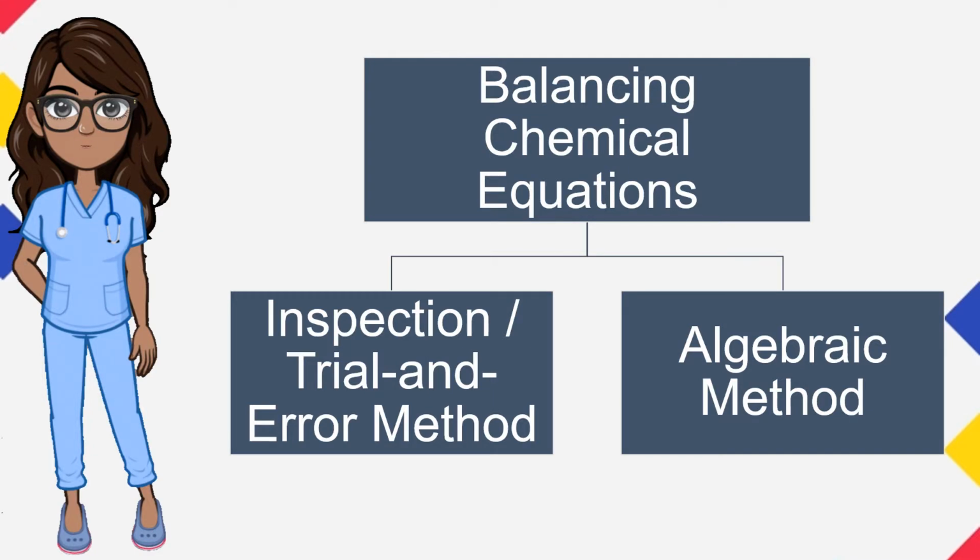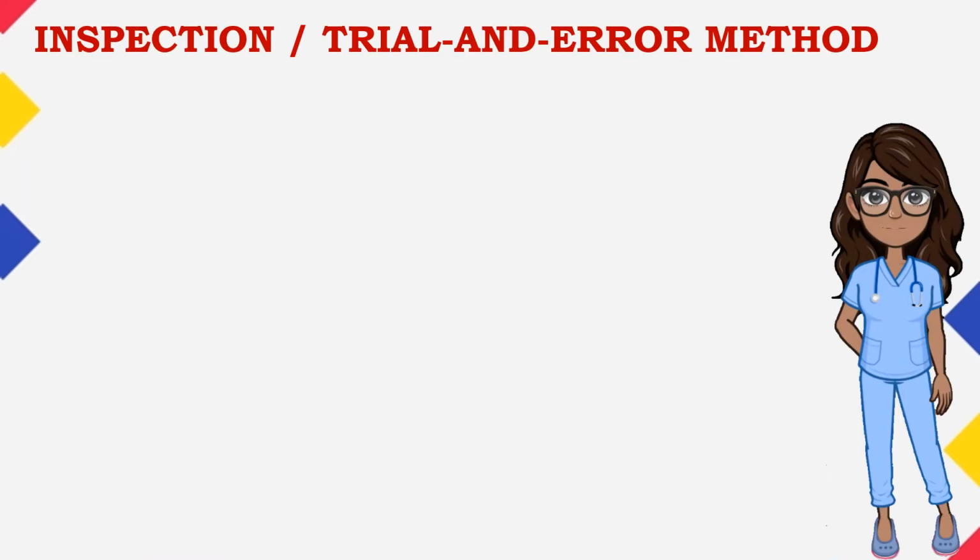There are two ways to balance chemical equations. First is the inspection or trial and error method. The second way is through the algebraic method. The simplest and most generally useful method for balancing chemical equations is inspection, better known as trial and error. The following is an efficient approach to balancing a chemical equation using this method.